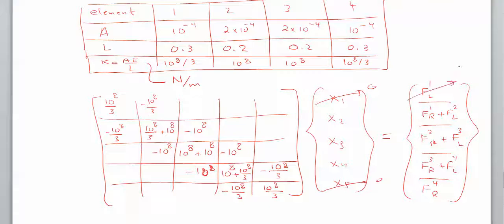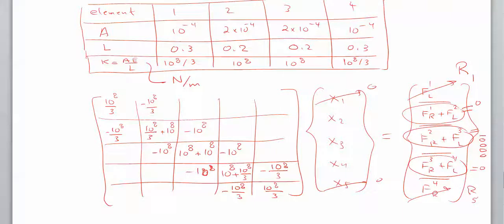This is the reaction force at the wall, node 1. This is the reaction force at the right-hand wall, which is node 5. Now, this is the sum of all the forces applied at node number 2, and that is 0. This is the sum of all the forces applied at node number 3, and this is your 10,000 Newton. And finally, this is the sum of all the forces applied at node number 4, and this is 0.